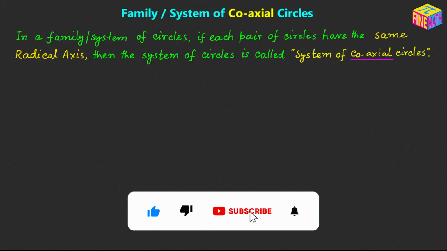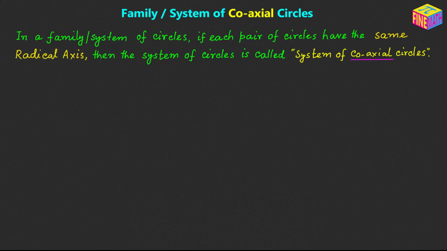The definition goes like this: in a family of circles or in a system of circles, if each pair of circles have the same radical axis, then the system of circles is called the system of coaxial circles. It is such a system of circles where any two circles have the same radical axis. You can pick any two circles from such a system and their radical axis would be the same straight line.